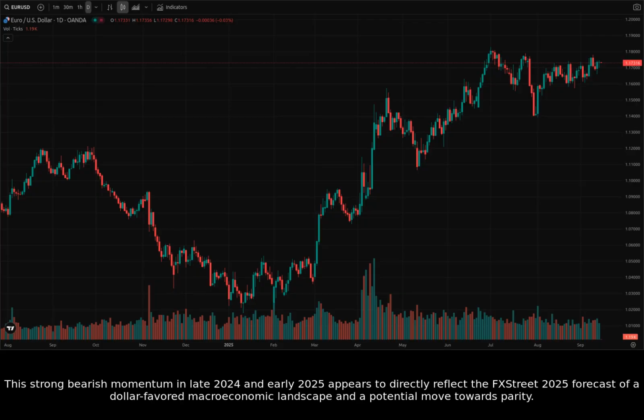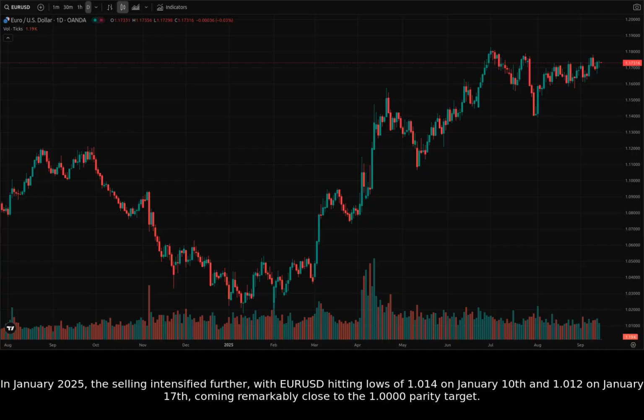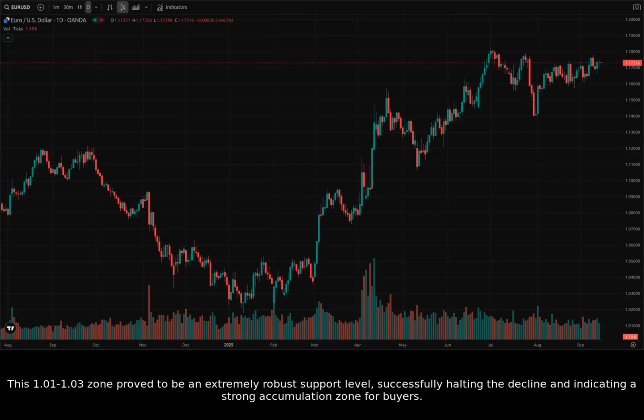This strong bearish momentum in late 2024 and early 2025 appears to directly reflect the FexStreet 2025 forecast of a dollar-favored macroeconomic landscape and a potential move towards parity. In January 2025, the selling intensified further, with EURUSD hitting lows of 1.014 on January 10th and 1.012 on January 17th. Coming remarkably close to the 1.0000 parity target. This 1.01 to 1.03 zone proved to be an extremely robust support level, successfully halting the decline and indicating a strong accumulation zone for buyers.